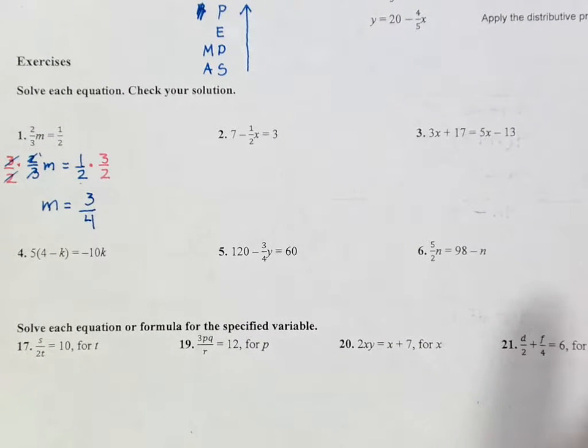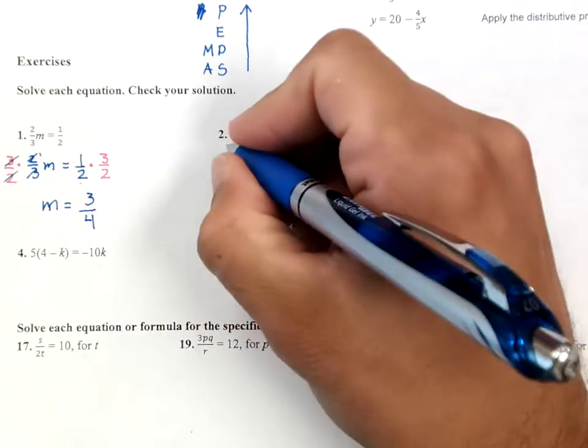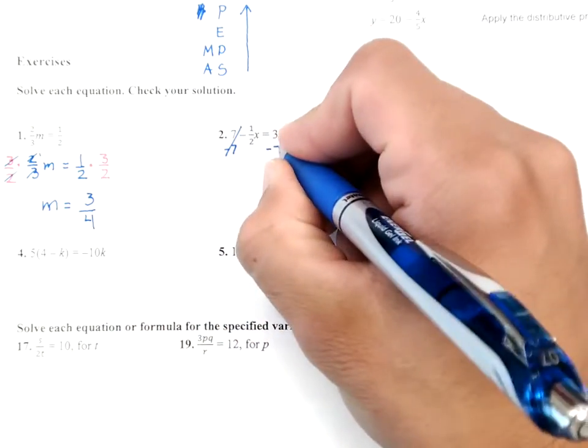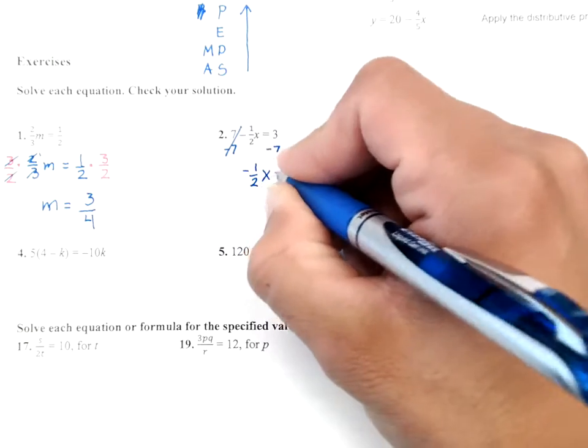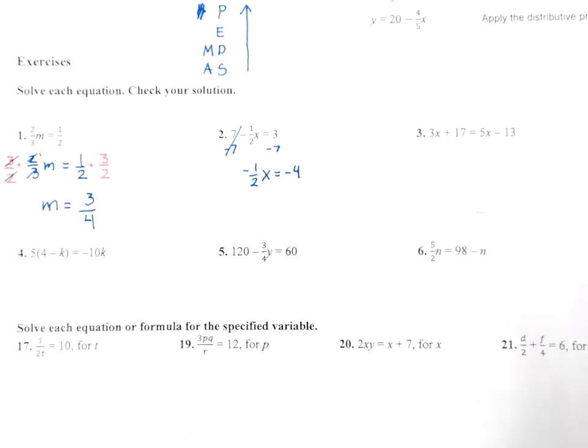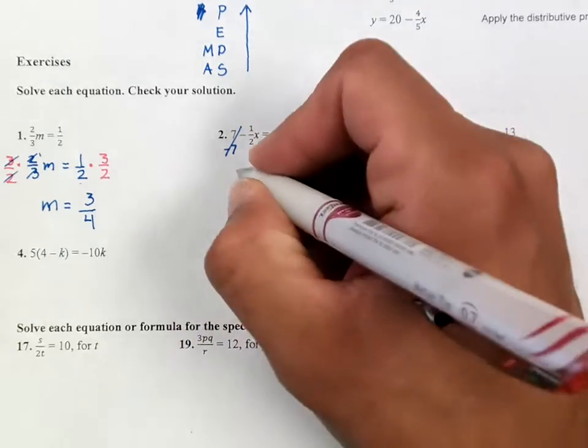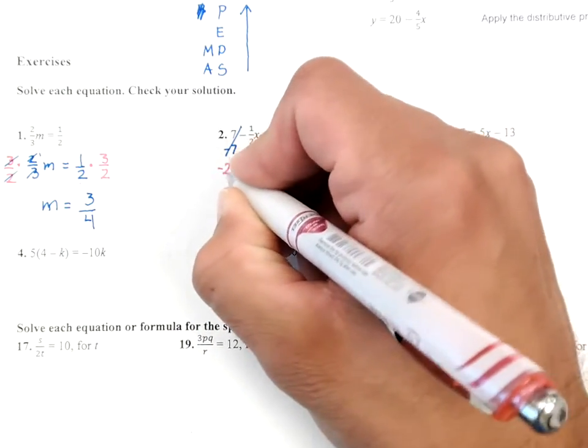Number 2, we have 7 minus 1/2x is equal to 3. What to do first? One more time. 7 minus. Subtract the 7. So we have -1/2x is equal to -4. And then now I'm going to do the same thing that I did on the first one. I can divide by -1/2, which is the same thing as multiplying times -2, or -2/1, whichever one you look at it.